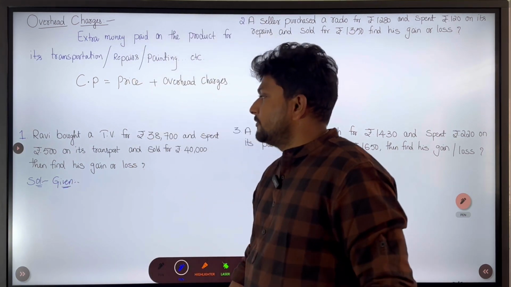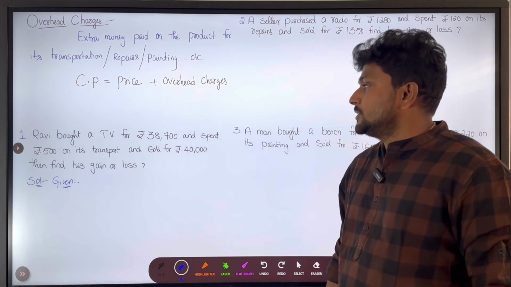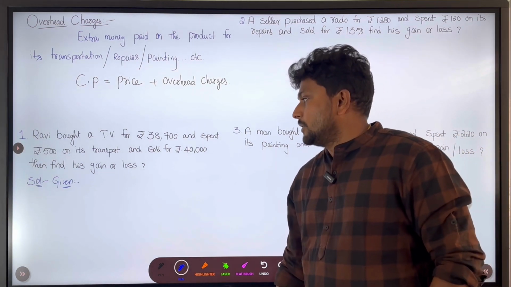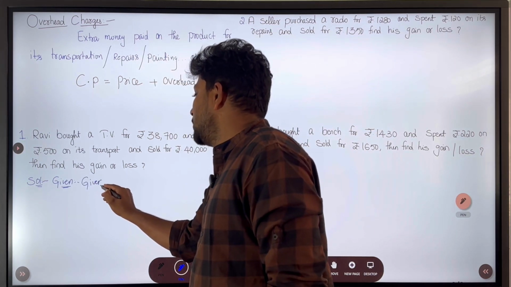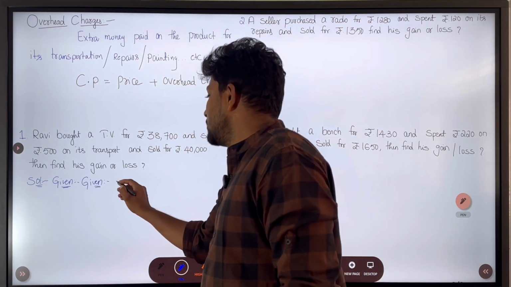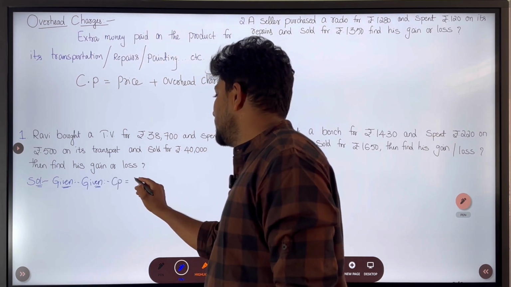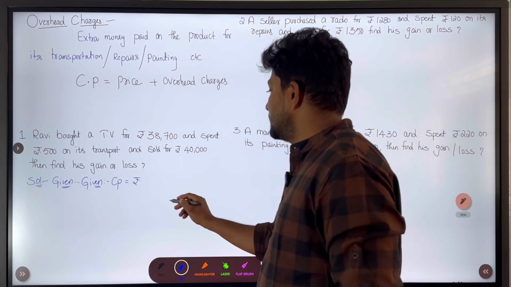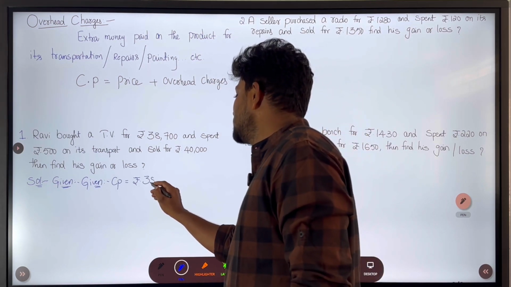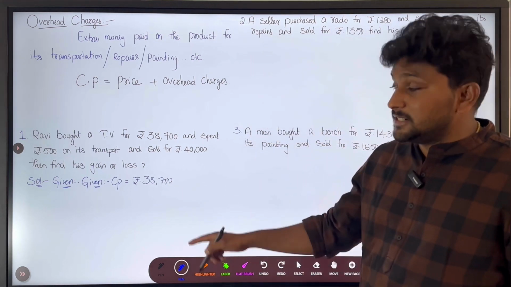Next, let's see some questions related to overhead charges. Look at the first question. Ravi bought a TV for rupees 38,700. Okay, so what have they given? A cost price. Bought means cost price. So cost price of the TV, CP equals 38,700 rupees, and spent 500 on its transport.